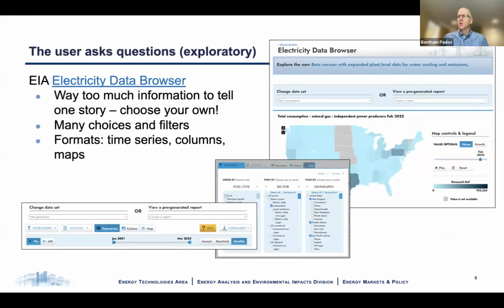In the exploratory approach, to me, the clearest example is the Energy Information Administration's electricity data browser, which probably many of you have seen.